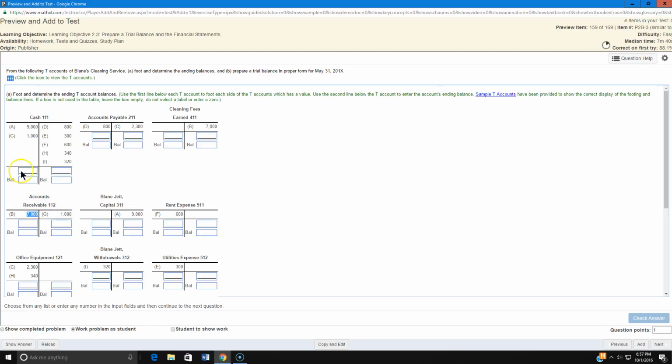Then in transaction C, it appears as though I purchased a $2,300 piece of office equipment. What kind of an account is it? It's an asset. How do you add to assets? You debit them. So you've got a piece of equipment coming into the business, adding to your total assets.